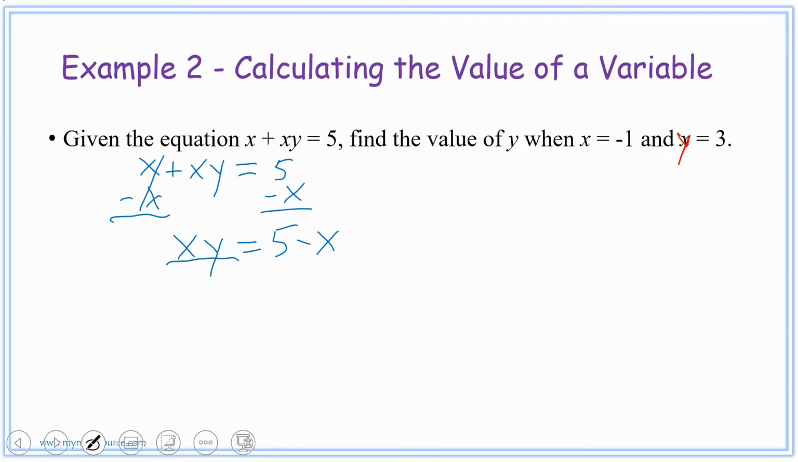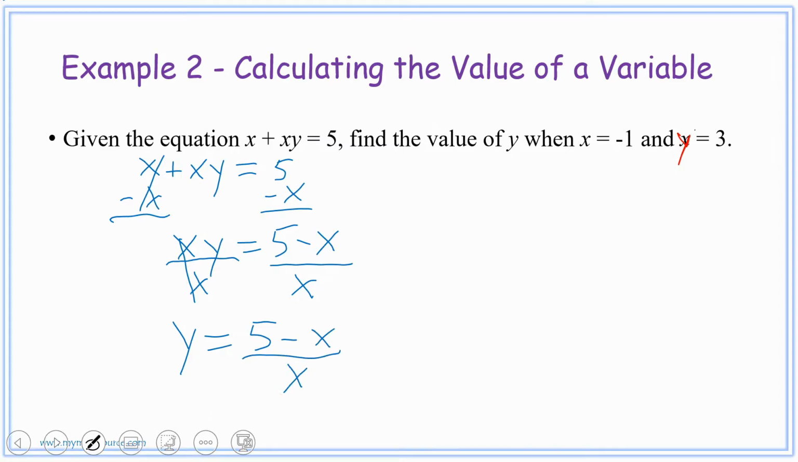Because that's multiplication, we will divide by the same term or variable or number that we're trying to get rid of, which in this case is the x, which will cancel and leave you just with y. And what you do to one side, you do to the other. So you end up with y equals 5 subtract x divided by x.